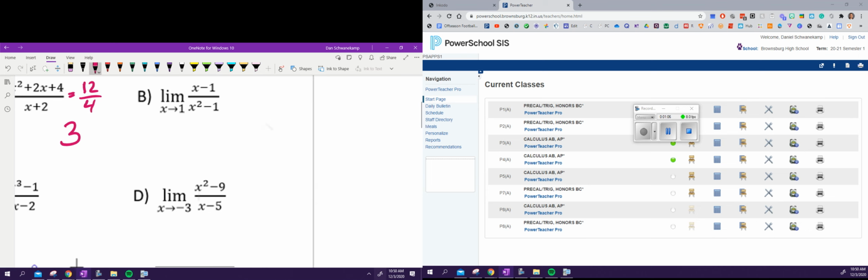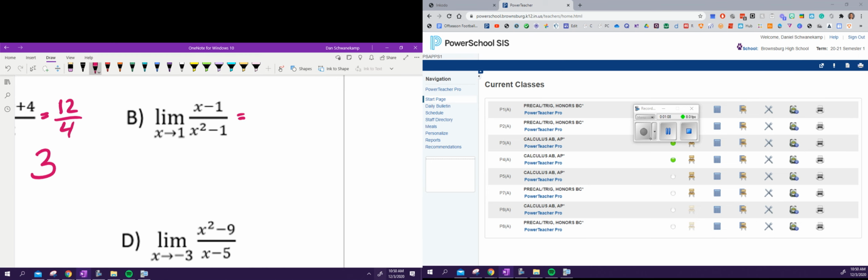Letter B, I plug in 1. What happens when I plug in 1 on top and bottom? I get 0 over 0. What happens if I get 0 over 0 in a limit problem? What can I do? Factor, cancel, plug back in. That totally works. What else could we do?